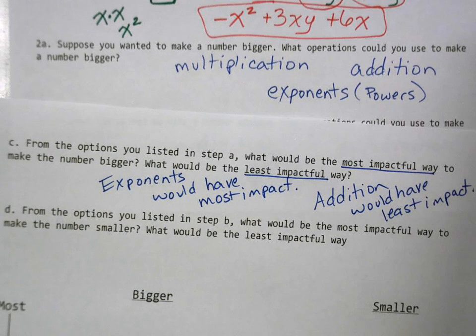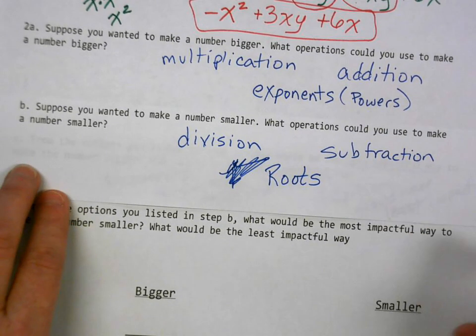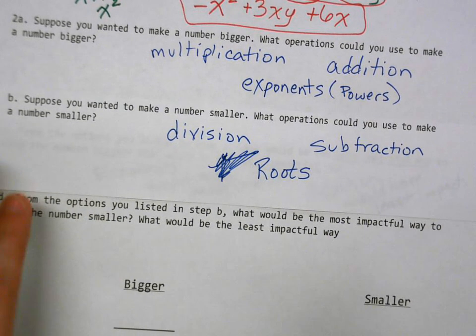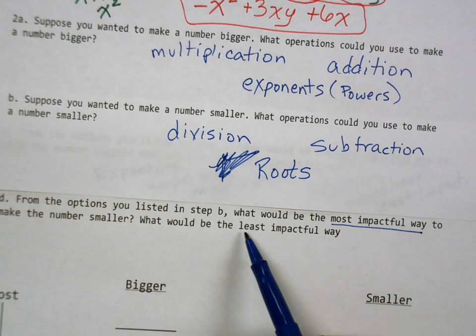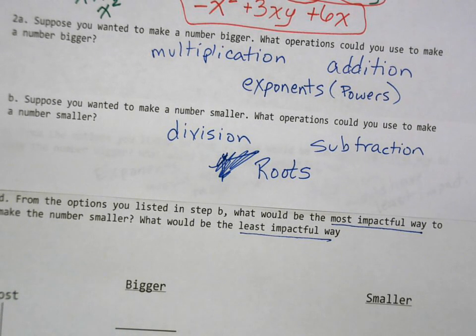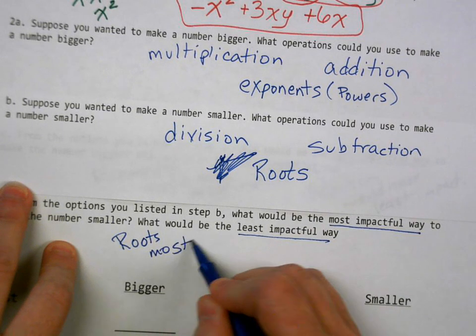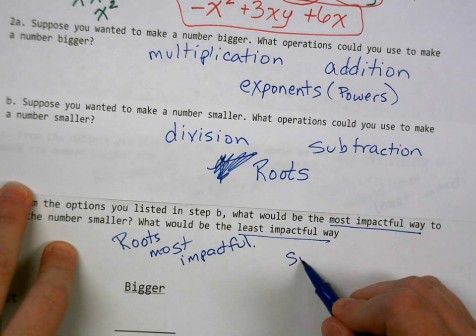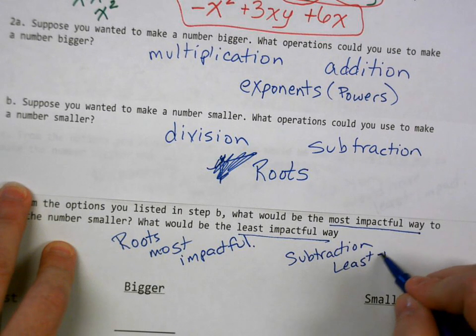So in part D, it's asking you to look at B. Same question, but we're talking about numbers getting smaller. Of these three, which one's going to be the most impactful way to make a number smaller and the least impactful way to make a number smaller? And subtraction. Okay. So roots is most impactful, and subtraction is least impactful.